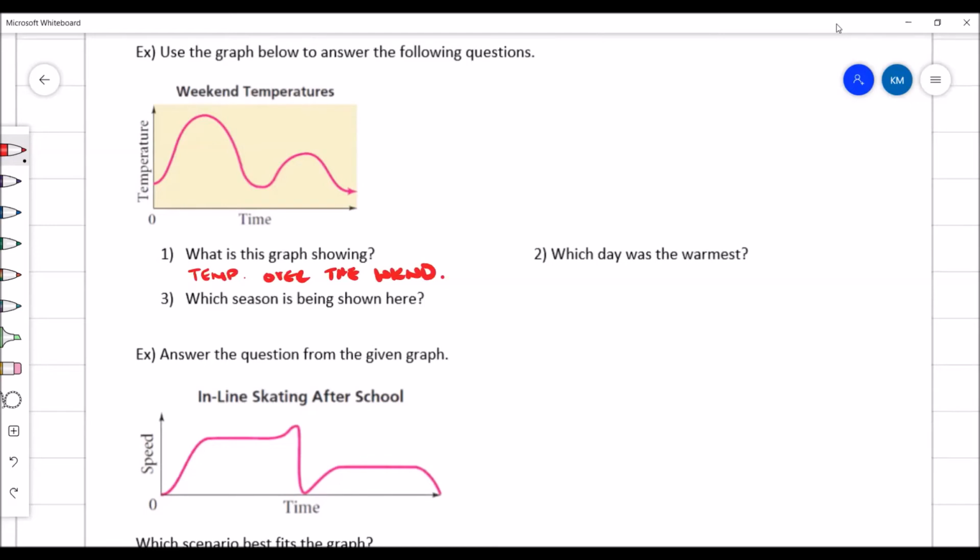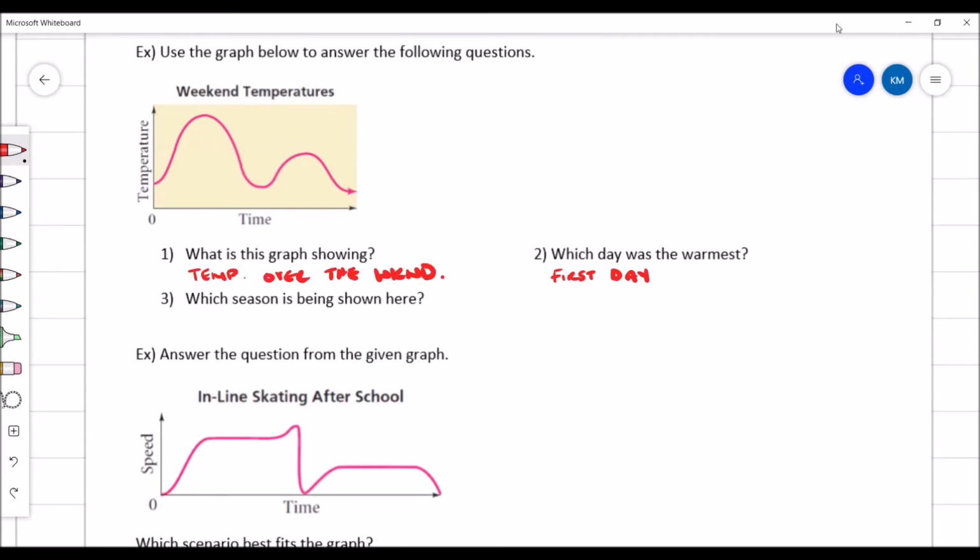And so as we look at this, it seems that this is night or early morning, afternoon, night, early morning, afternoon, night. And so which day was the warmest? The first day. I don't know if that's Friday or Saturday, so I'm just going to say the first day. I don't know how you count your weekends.